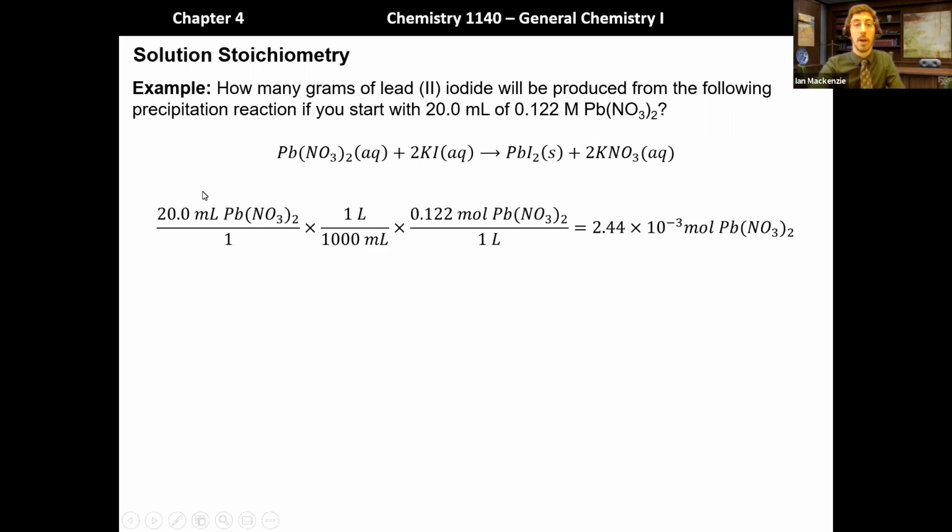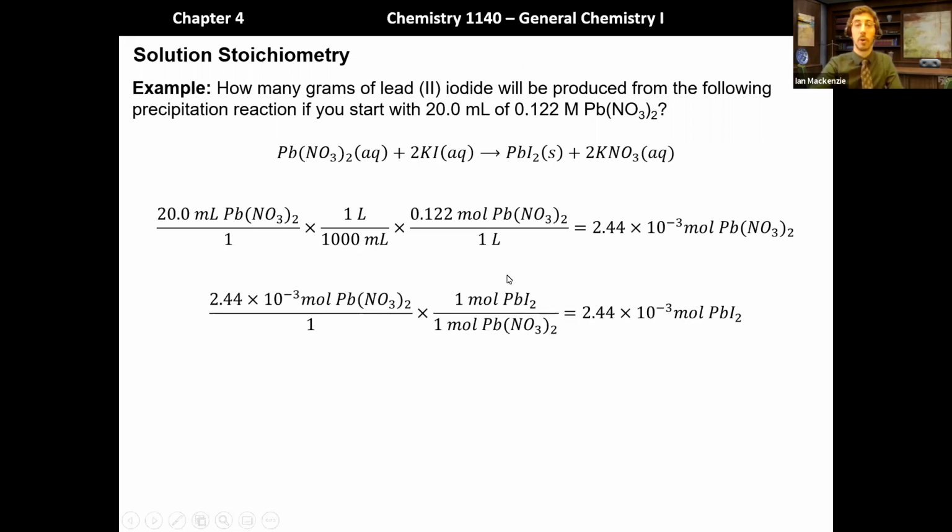So convert my volume to liters, then use the molarity, moles per liter, to cancel out liters, and that comes out with 2.44 times 10 to the minus third moles of lead nitrate. Now I need to relate the number of moles of lead nitrate to the number of moles of lead iodide. I need to go from lead nitrate to lead iodide, because it's only after I get to lead iodide that I will be able to figure out how many grams of lead iodide I have. So I can do this with a balanced chemical equation using the coefficients.